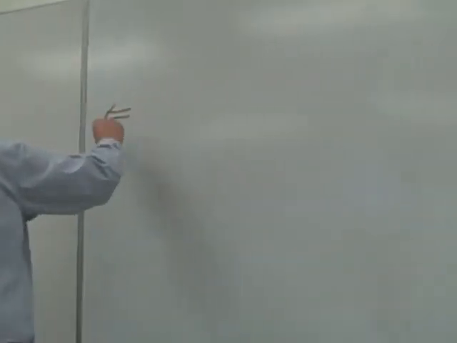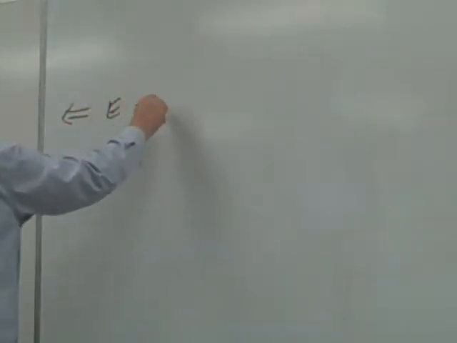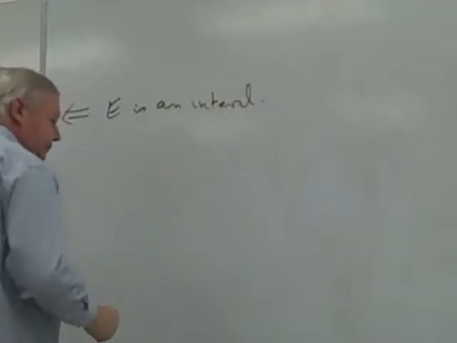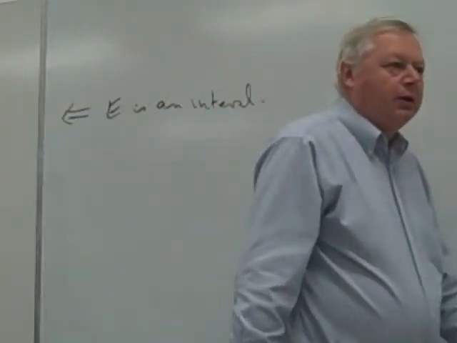In the other direction, let's assume that E is an interval. Now, we've dealt with closed intervals, but there are other types of intervals. We don't want to go through the same proof again, so we can deduce this from the closed interval case.